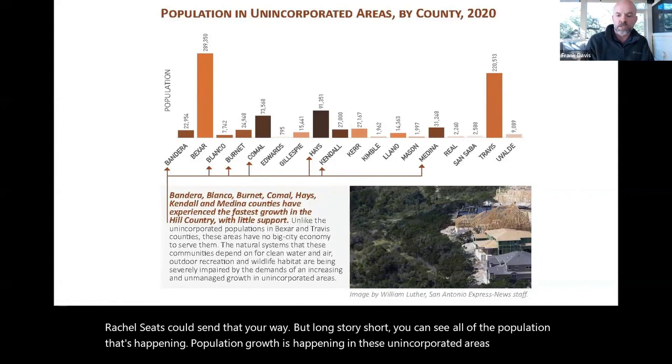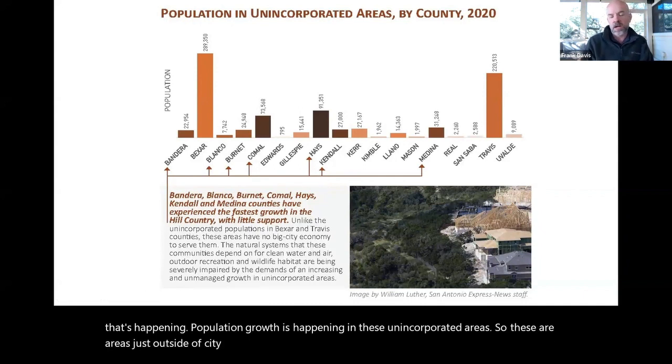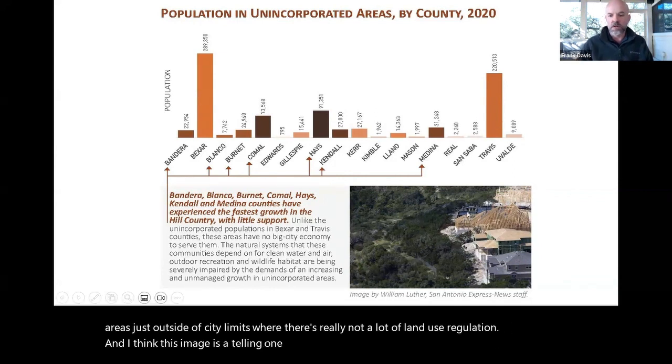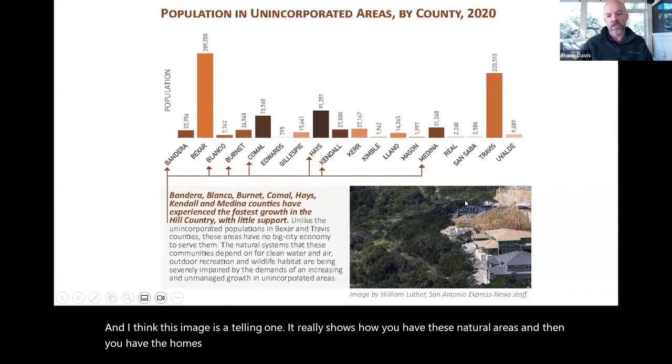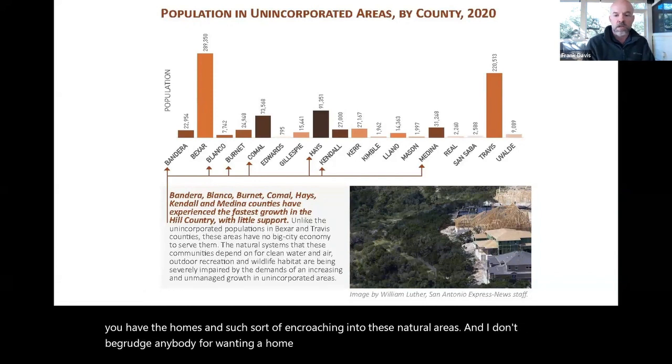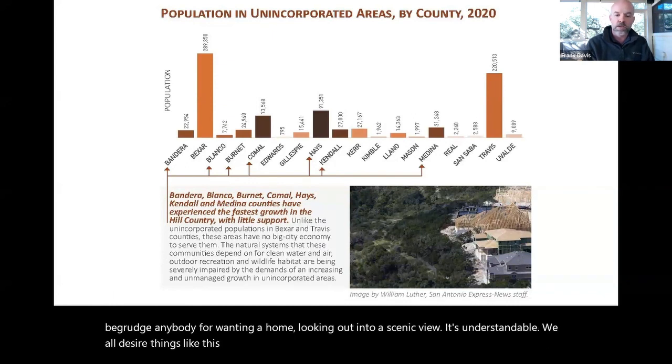So these are areas just outside of city limits where there's really not a lot of land use regulation. And I think this image is a telling one. It really shows how you have these natural areas and then you have the homes and such sort of encroaching into these natural areas. And I don't begrudge anybody for wanting a home, looking out into a scenic view. It's understandable. We all desire things like this. But there is a real question in Texas about how we're planning this growth.